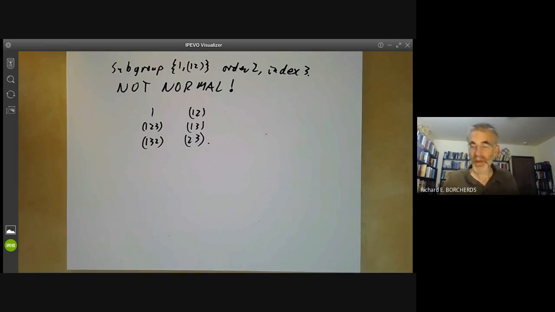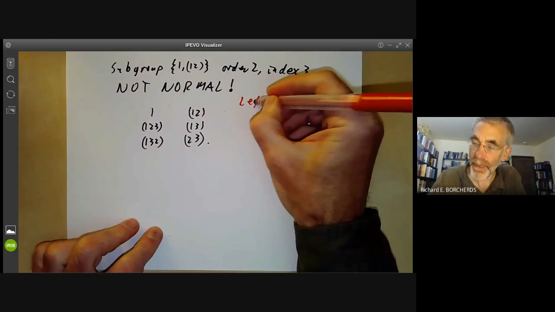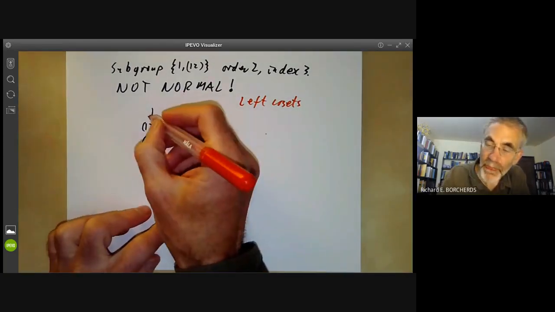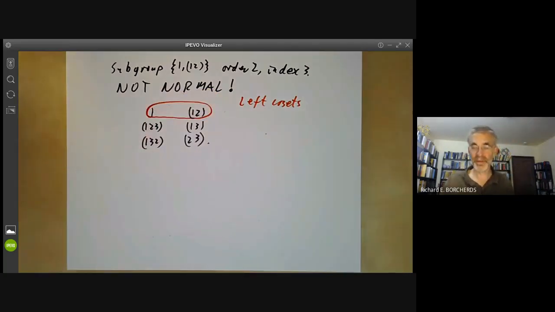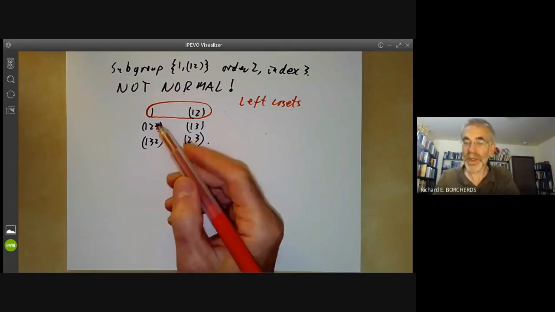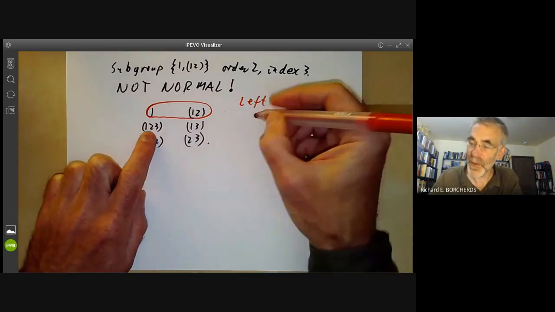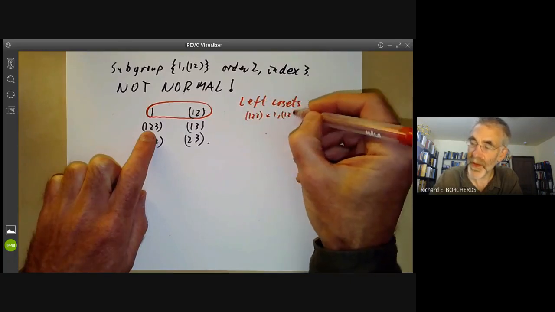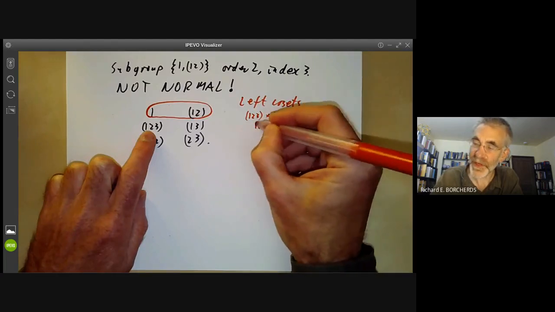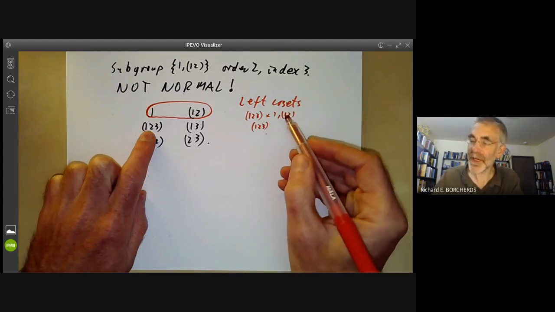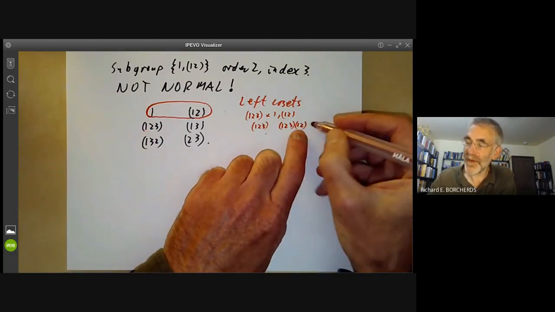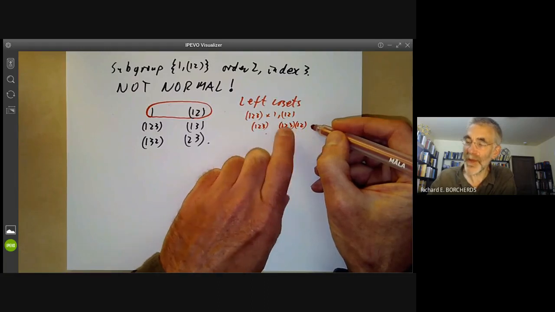And let's find the left cosets of 1 and (1, 2). Well, there's one obvious left coset, which is these two elements here, because the subgroup itself is a left coset of itself. So for the next left coset, we want to work out what is the left coset of this. So we have to look at the elements (1, 2, 3) times 1 or (1, 2). And (1, 2, 3) times 1 is obviously just (1, 2, 3). And (1, 2, 3) times (1, 2), well, if it acts on the element 1, this element takes 1 to 2, and this element takes 2 to 3.